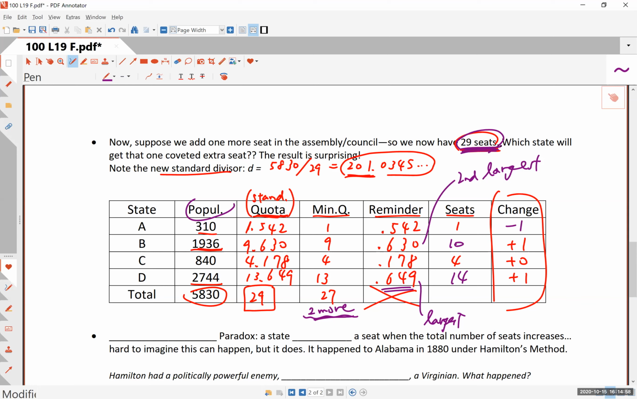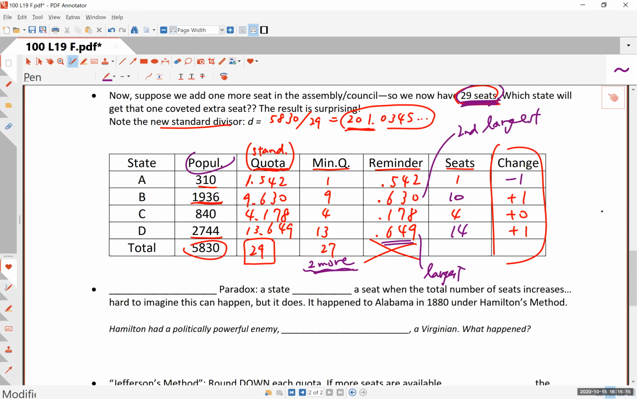Yeah, it is paradoxical. That's why people didn't see it coming. Mathematically, this is proved to be able to occur. In other words, this is a possibility, and it's always been a possibility. It just didn't happen until 1880. So people were pretty shocked about this. All right, so this is called a paradox.